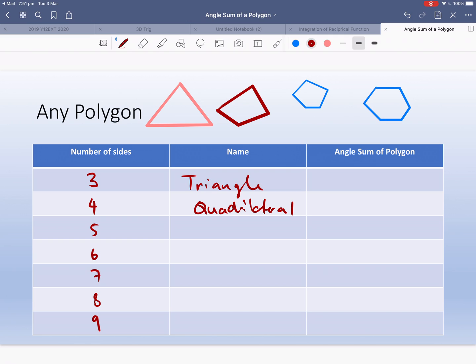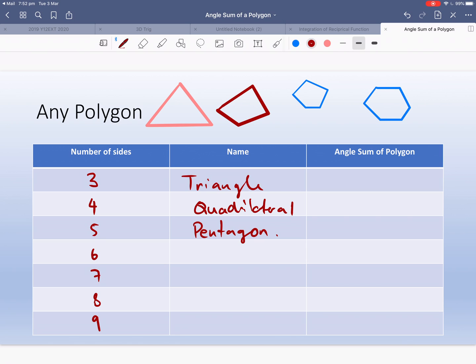Okay. Once you've done that, come back to. We'll just do it here. So does anybody know a 5-sided polygon? It's a pentagon. Has anyone seen in America, the military headquarters is called the Pentagon? And do you know why it's called the Pentagon? Because it's the shape of a pentagon, which is a 5-sided shape.